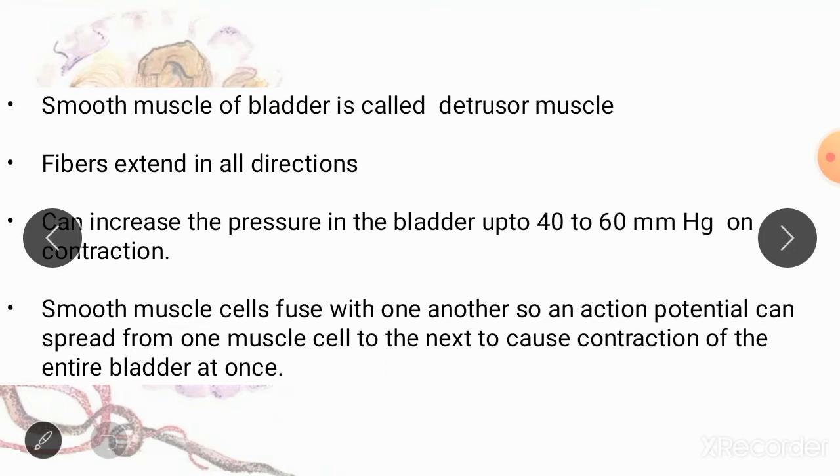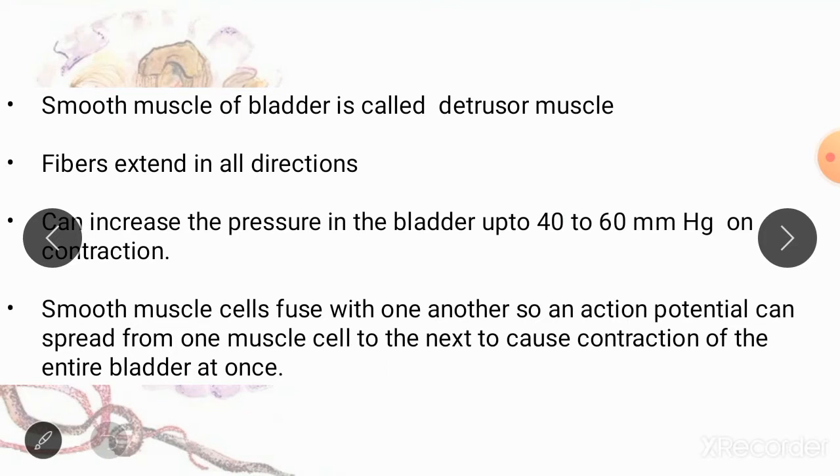This is also responsible for the high pressures which can be achieved during contraction, such as up to 40 to 60 millimeters of mercury. This special arrangement of fibers is responsible for these high pressures during contraction.